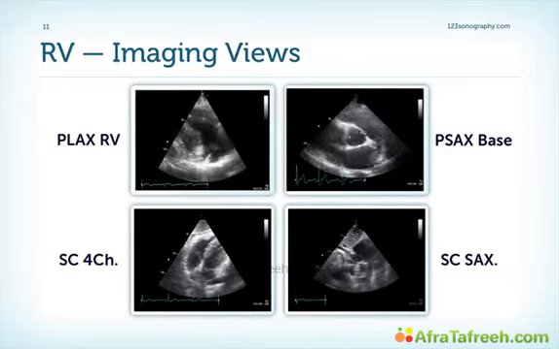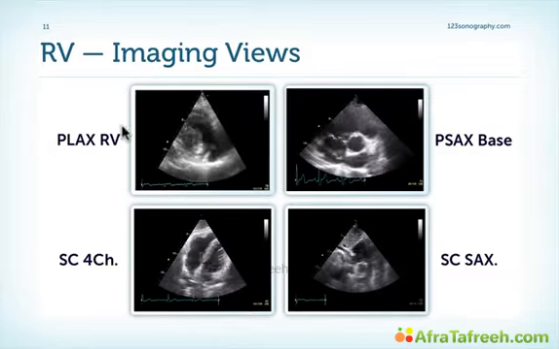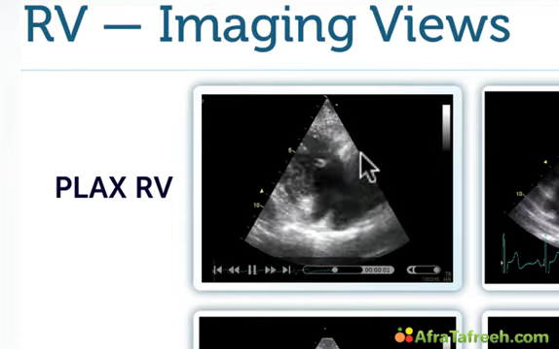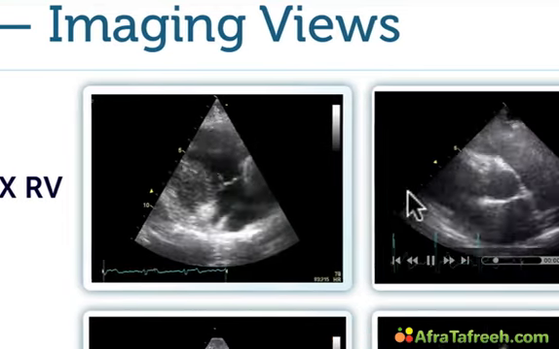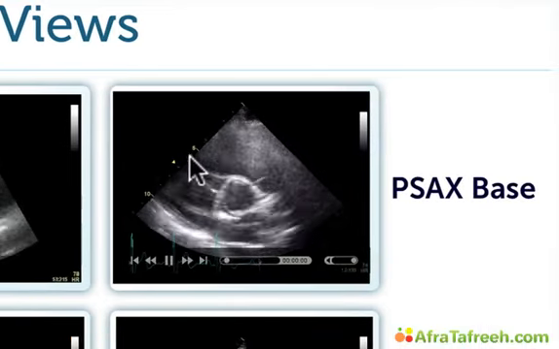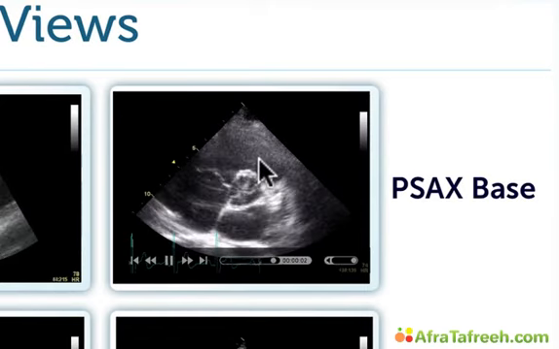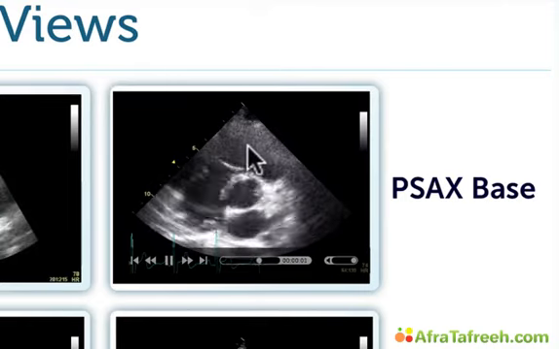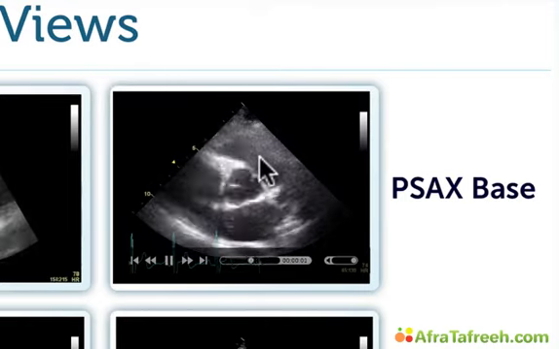Which other views are available? The parasternal right axis view, a very good view to look at the free wall of the right ventricle here, the anterior wall. The parasternal short axis at the base is maybe not as good to really look at right ventricular function, but you can see the right ventricular outflow tract very nicely.